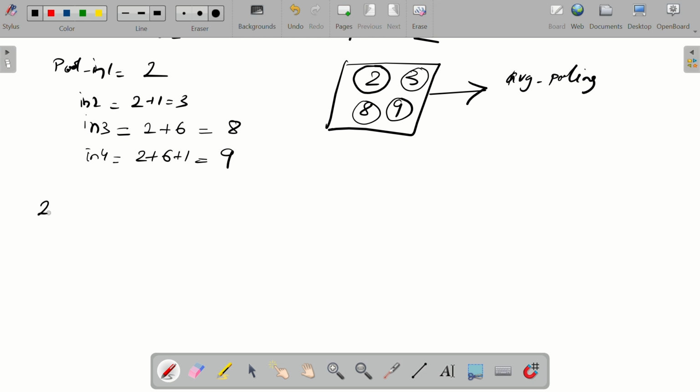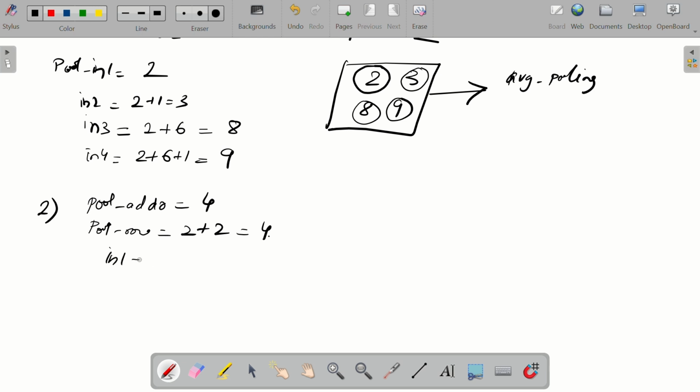Now what is happening in my second iteration? My pool address was initially equal to 2. Now it becomes 2 plus 2, which is 4. My pool row also was initially 2. Now it becomes 2 plus 2, which is 4.